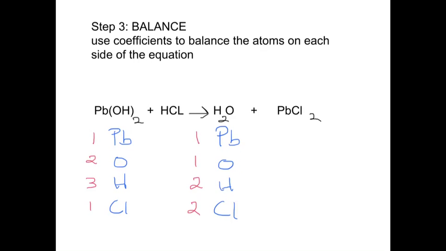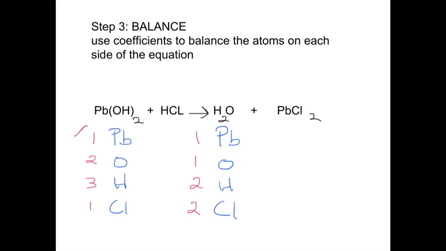Step number 3, you're going to be balancing the equation, making sure that you have the same number of atoms for each element on both the left and the right-hand side. You do this by adding a coefficient. Coefficients are used to balance the atoms on each side of the equation. You never add subscripts. That would be changing the compounds entirely. You cannot do that. So let's continue with this equation. It looks like we're fine for the lead because we have 1 atom on each side of the equation.